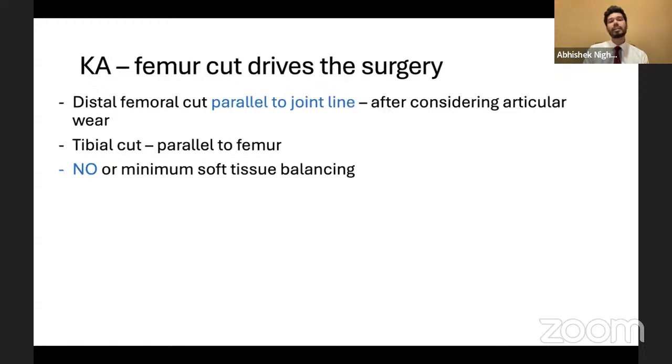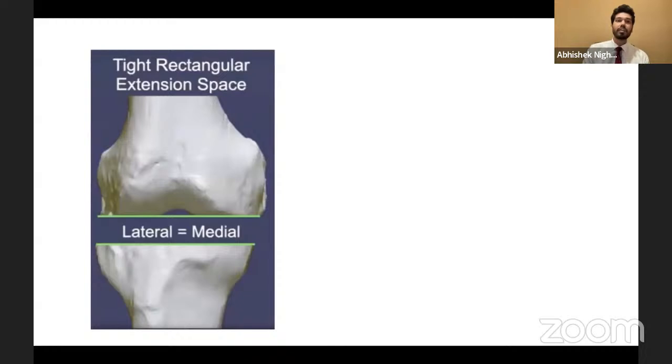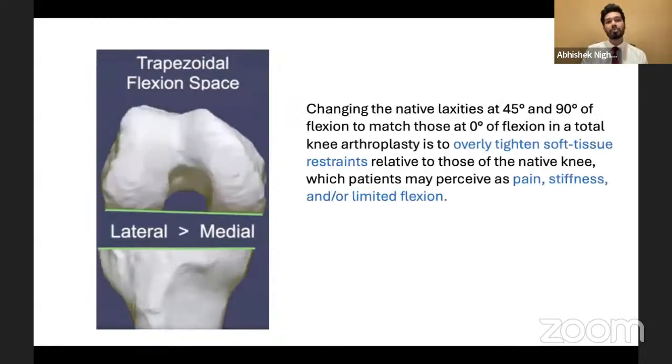The distal femoral cut is kept parallel to the joint line after considering articular wear, which is about 2 mm, proven by multiple studies. The tibial cut is then parallel to the femoral cut, and there is no or minimal soft tissue balancing. A rectangular tight extension space is what we want, but in flexion, what we look out for is a trapezoidal flexion space.